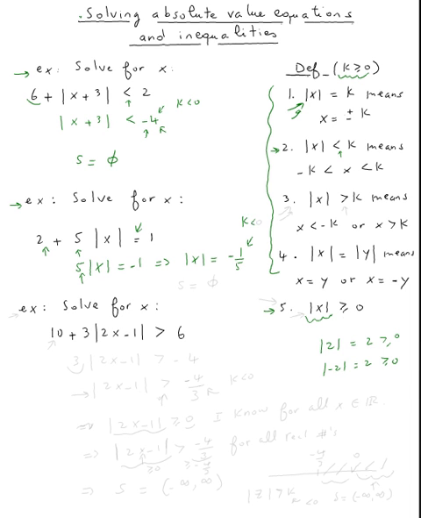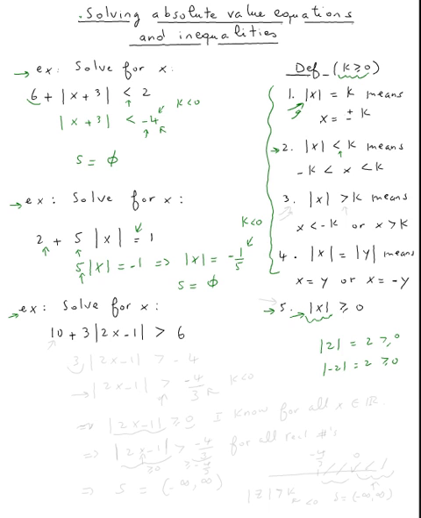Again, our k happens to be less than 0. And remember, absolute value can never be negative. Look at number 5. So what do we say? No solution. Right? Now what else? Example 3 is a little bit trickier.